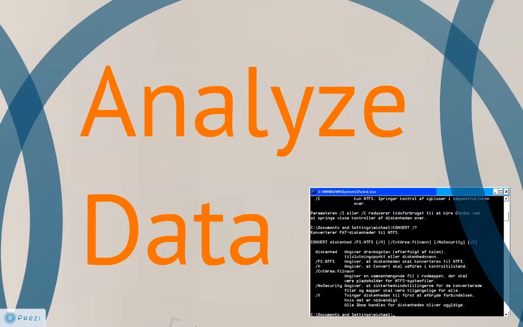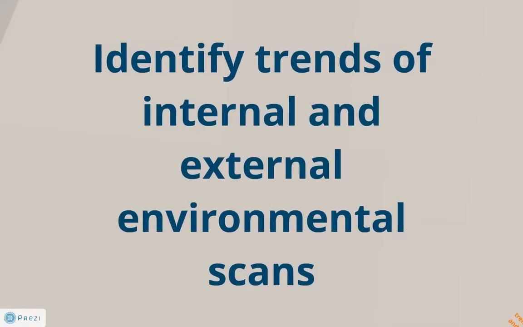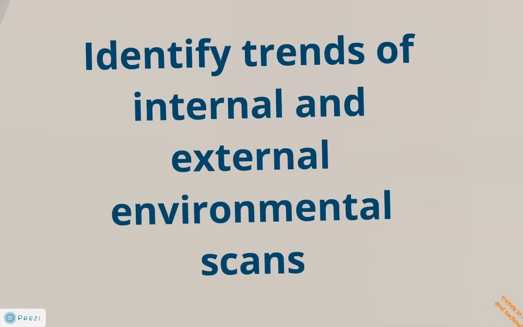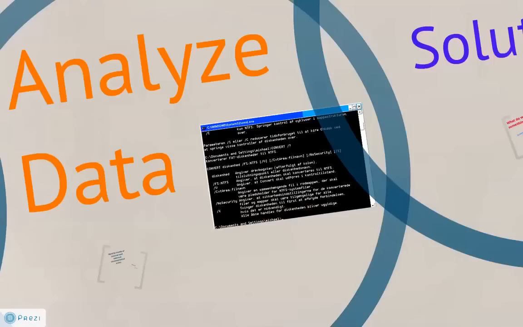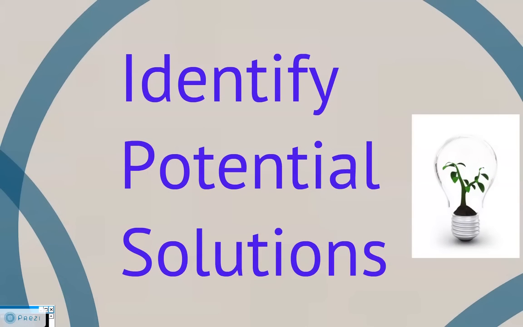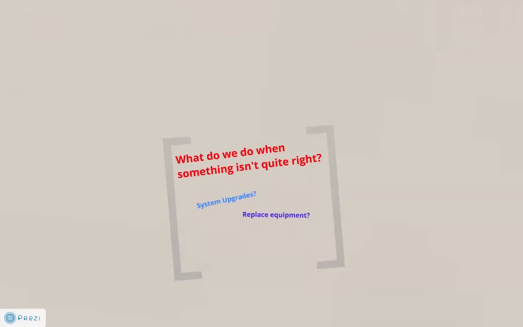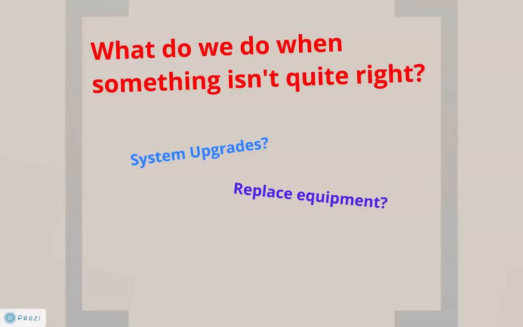Next, we can analyze the data. We identify the trends of the internal and external environmental scans, and we analyze the trends in healthcare and technology with vendor systems, future needs and expectations, and the technical, financial, time, and resource feasibility. We identify our potential solutions. What do we do when something isn't quite right? Do we upgrade the system, or do we replace some or all of the equipment?